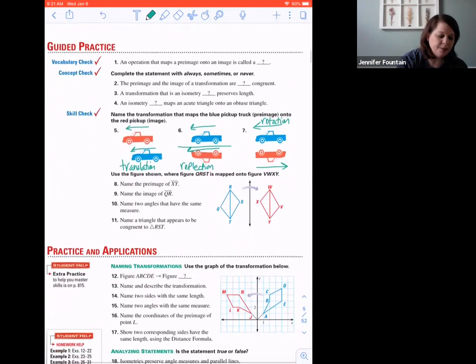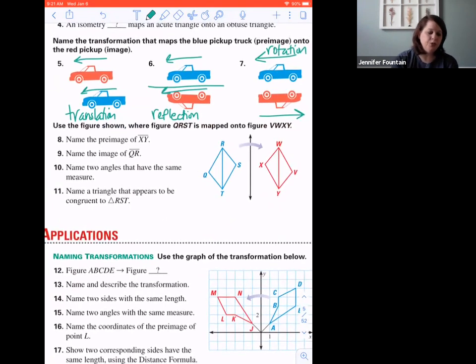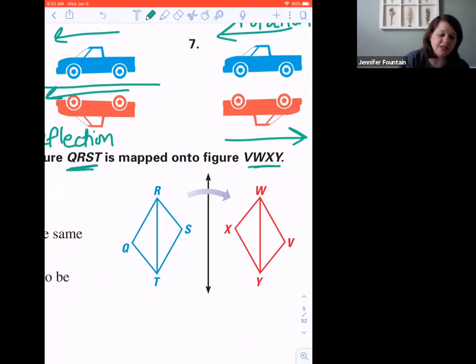Okay. Let's look at number 8. It says, use the figure shown where figure QRST is mapped onto figure VWXY. So in looking at it, it may be kind of difficult to figure out which letters correspond with each other, but if I pay attention to the order that it's written in, Q is going to correspond with V. Actually, I'll go ahead and put my letters. R corresponds with W. So R and W correspond. S corresponds with X. And then T corresponds with Y.